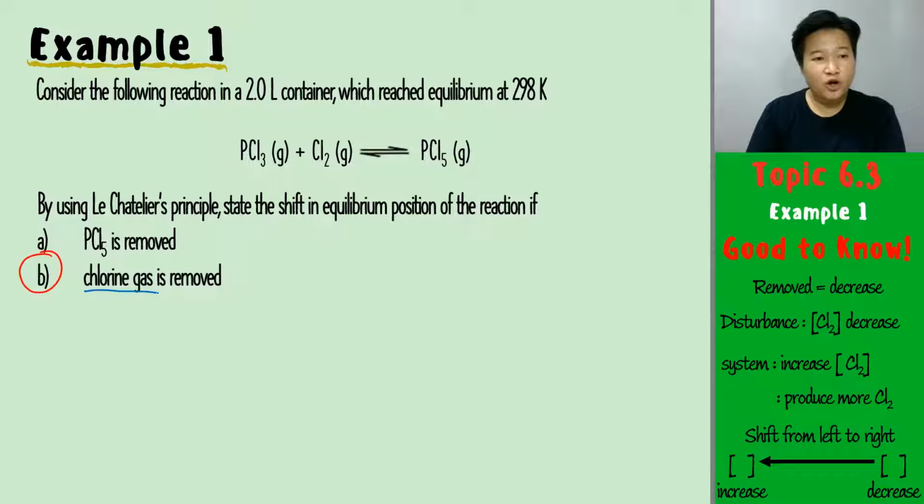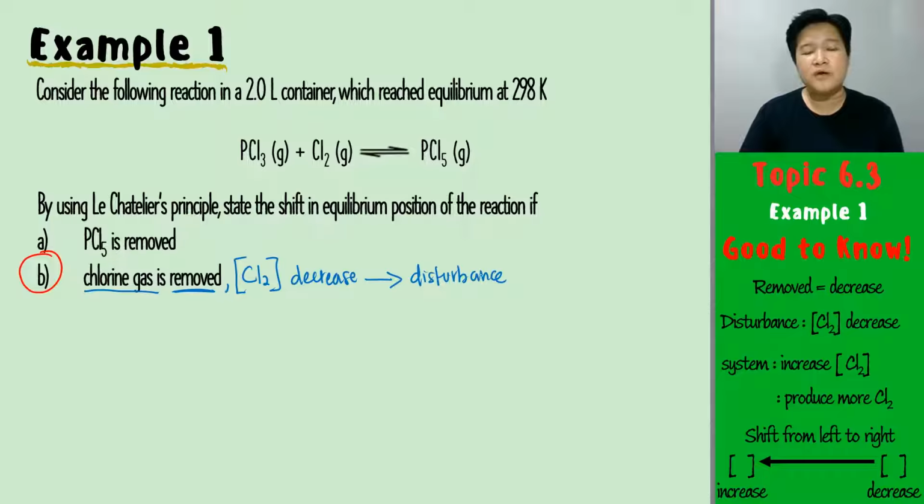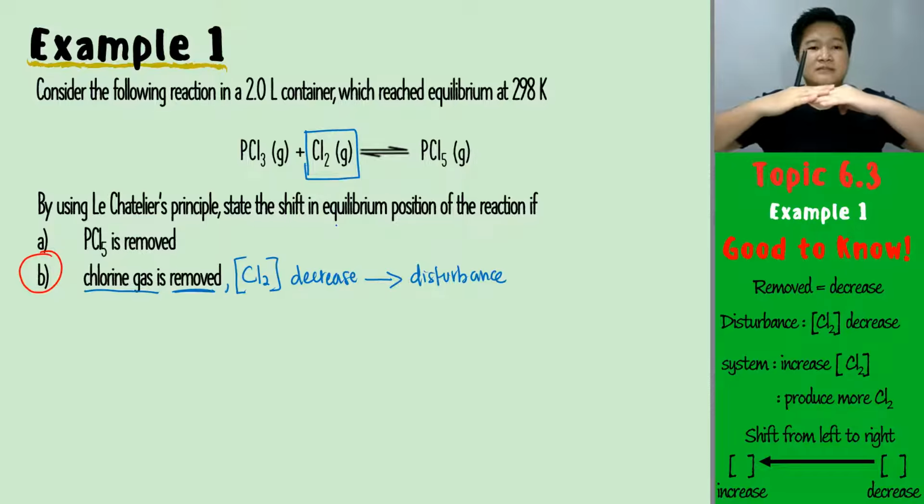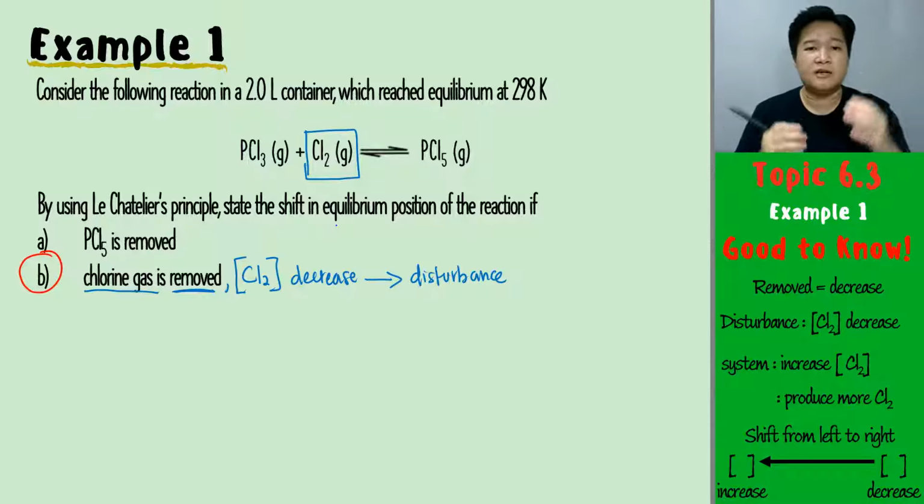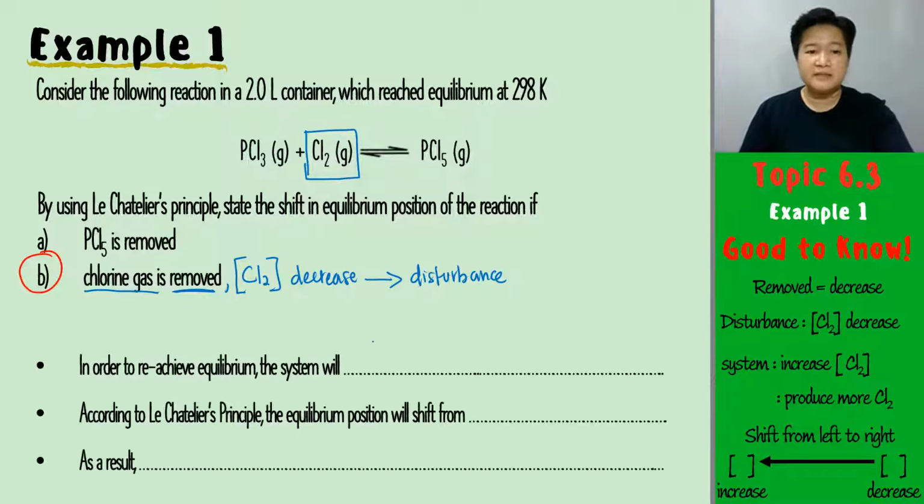Question B stated that your chlorine gas, Cl2, is removed. Removed means what? The concentration of Cl2 decreased. That is what we mean. Bear that in mind, the question right now acts as a disturbance or your external stress. So your disturbance right now is your Cl2 concentration decrease. So we are going to focus on your Cl2. The disturbance is somebody removed the Cl2. So your system that is already at equilibrium suddenly loses its equilibrium. Why? Because Cl2 decreased. So how can the system maintain the equilibrium?